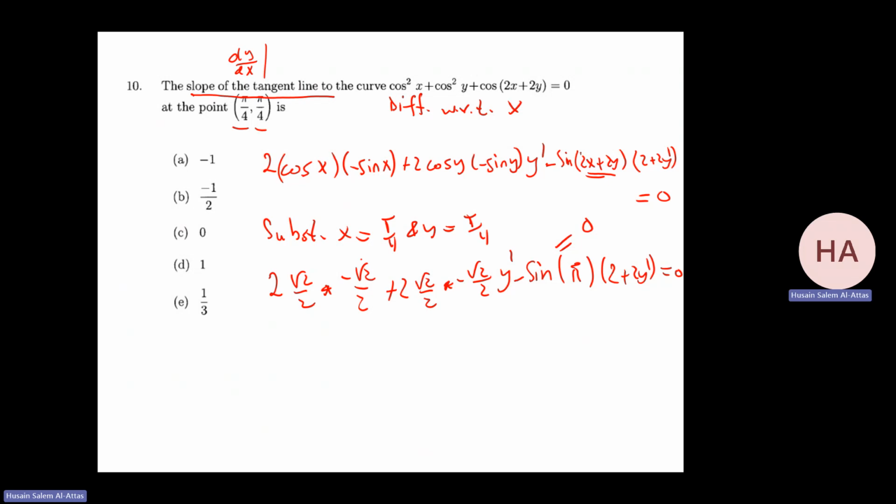So I have what? This 2 cancels with this 2. Minus 2 over 2. So I have minus 1 plus minus y prime equals 0. So y prime equals minus 1. And that will be the answer.